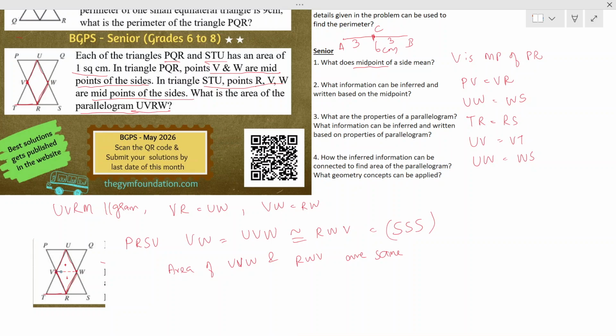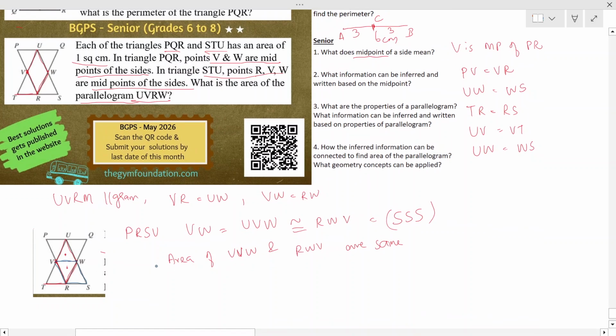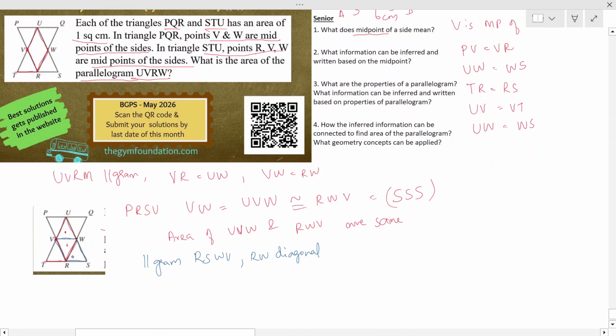Now, there is another interesting parallelogram. I'll use a different color here, blue, to show another parallelogram, the smaller one. What are this parallelogram's vertices? You can say it is RSWV. RSWV is a parallelogram, and in this parallelogram RW is the diagonal. And what are the two congruent triangles in this parallelogram? You can see that this blue one and this bottom one are congruent, meaning VRW is congruent to SRW, right?